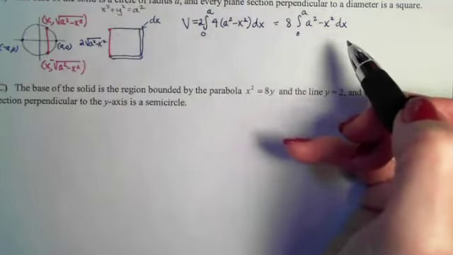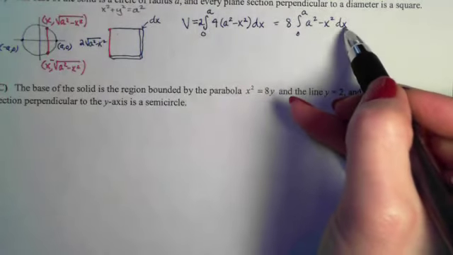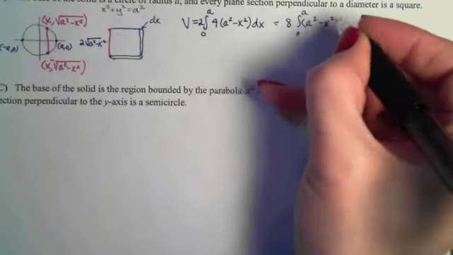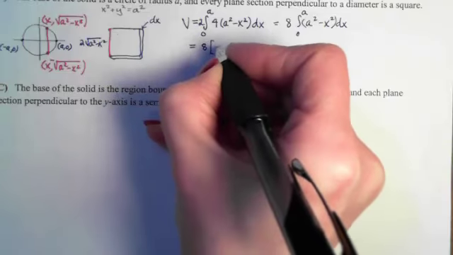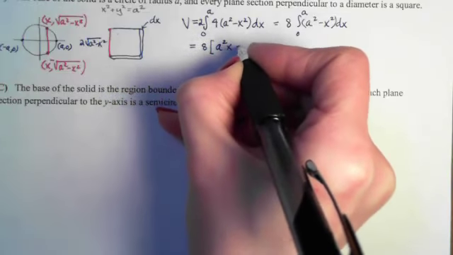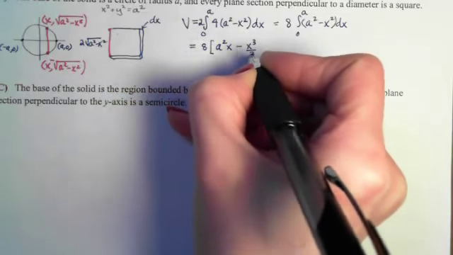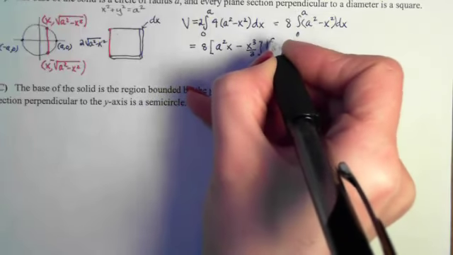So now we need to answer the question, what did I take the derivative of with respect to x that gave me this inside? And remember that a is a constant, so I'll have an 8 times a squared x minus x cubed over 3. And I'm going to evaluate from 0 to a.